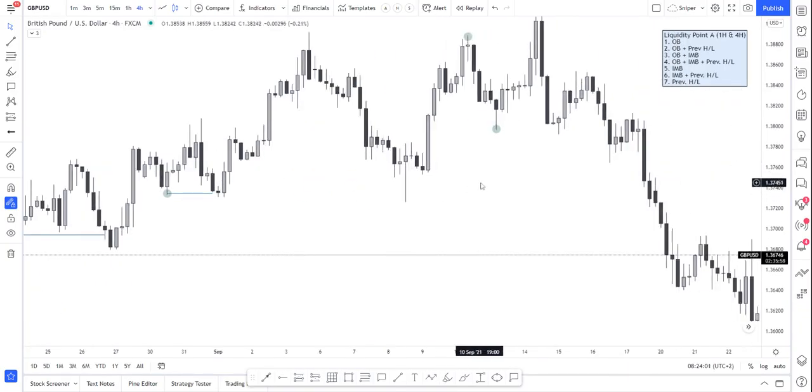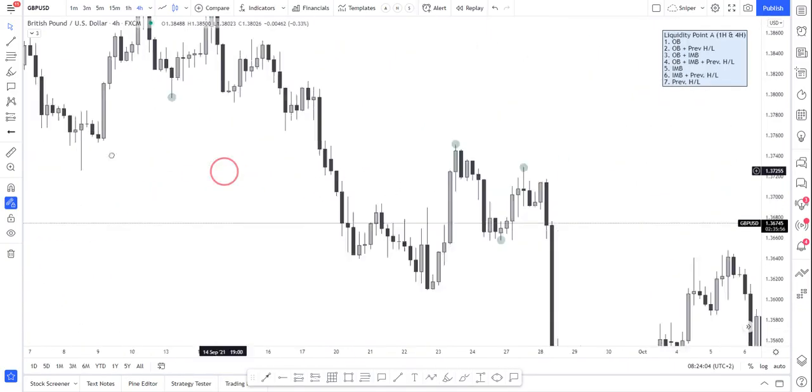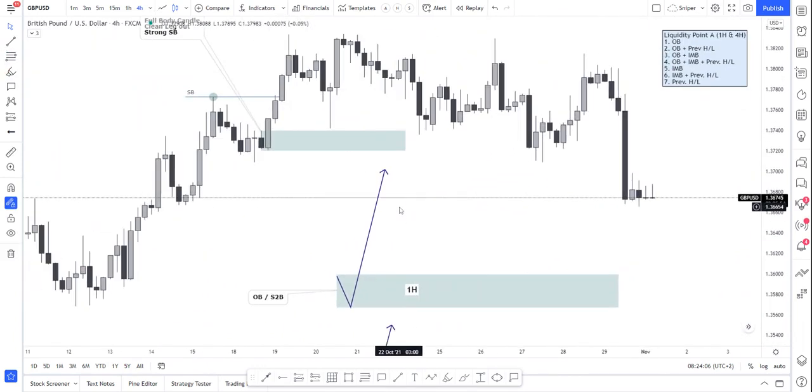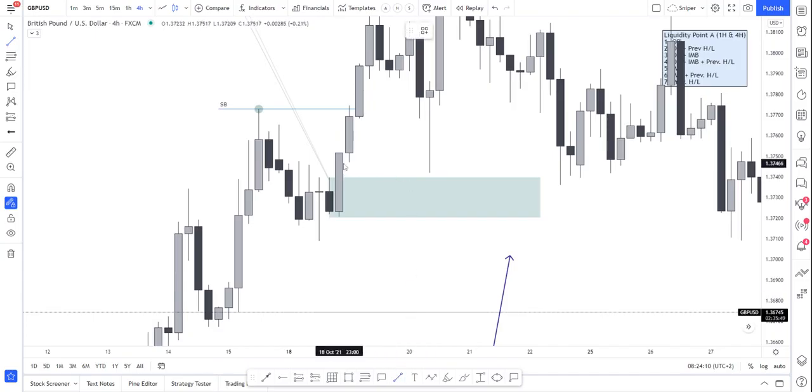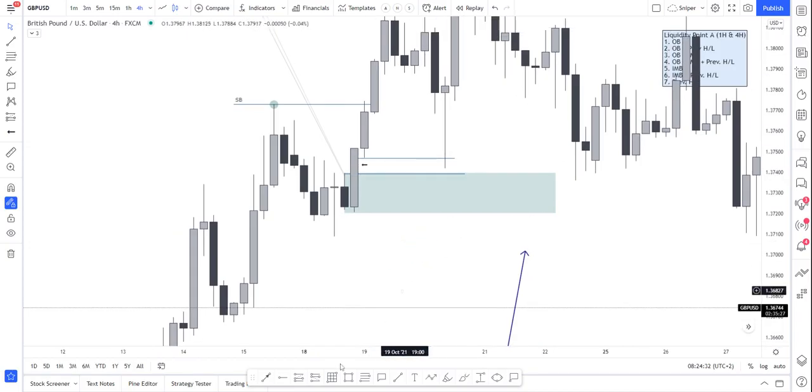And then imbalance is basically just the empty space after the clean leg out. So if we look at this example again, the imbalance that we refer to is this little space created between the wicks. Don't worry, we have a lot more teachings in Bootcamp 1 on this, so remember to watch that, and then definitely you'll be able to understand this a bit better. We have our imbalance over there. Price comes, taps into the imbalance, and moves towards the upside.